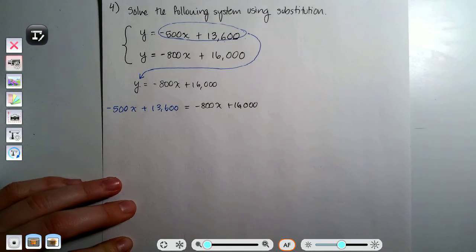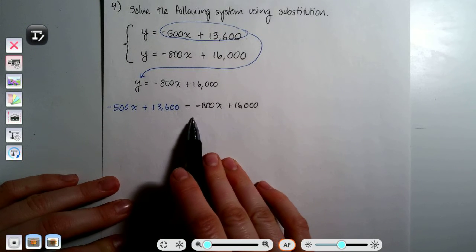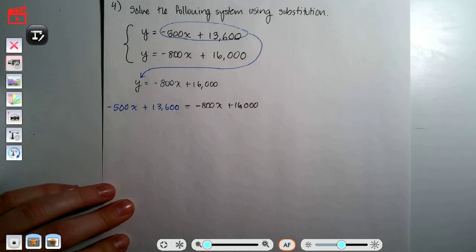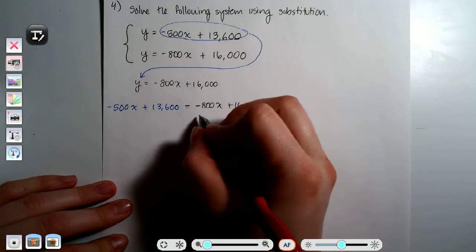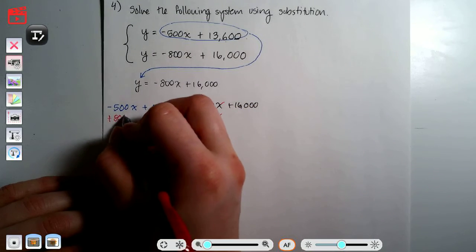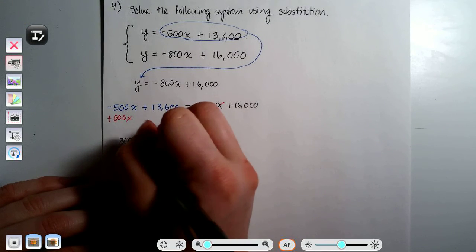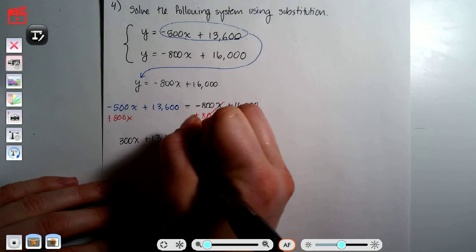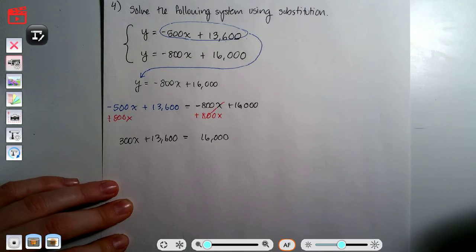All right. Once again, we have now created an equation in only one variable. So what's our plan? Well, let's get x to one side. I'm going to get a different pen color going here. I'm going to add 800x to both sides. And what do I get? I have 300x plus 13,600 equals 16,000.